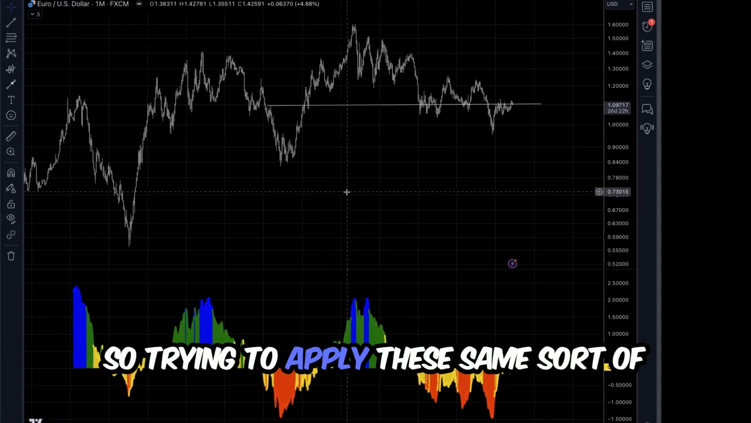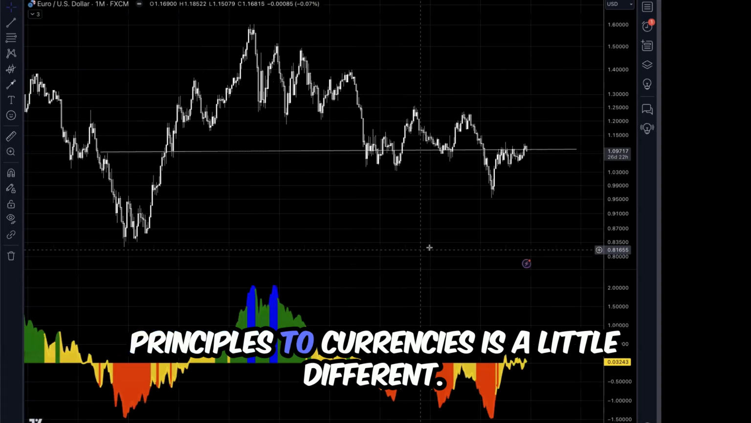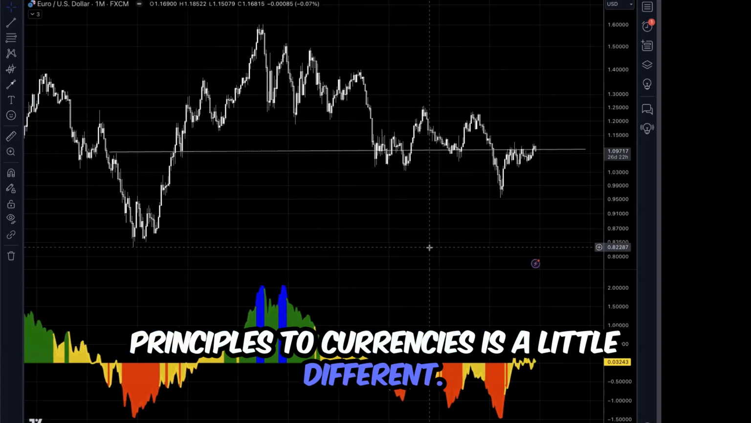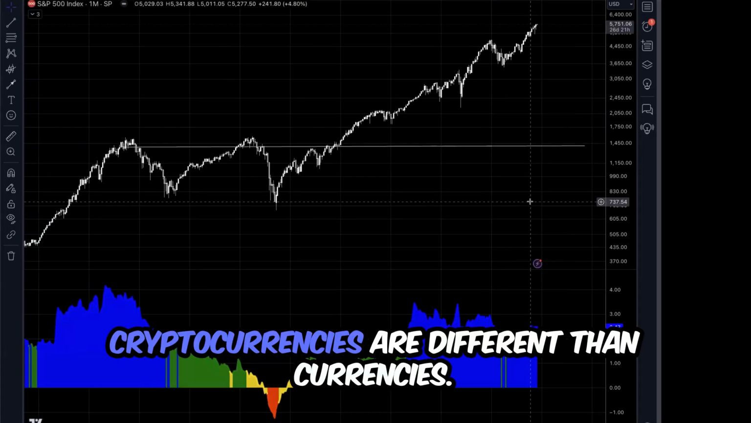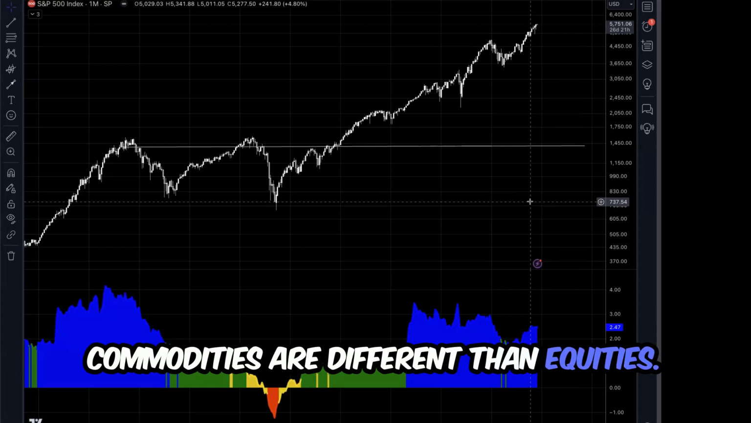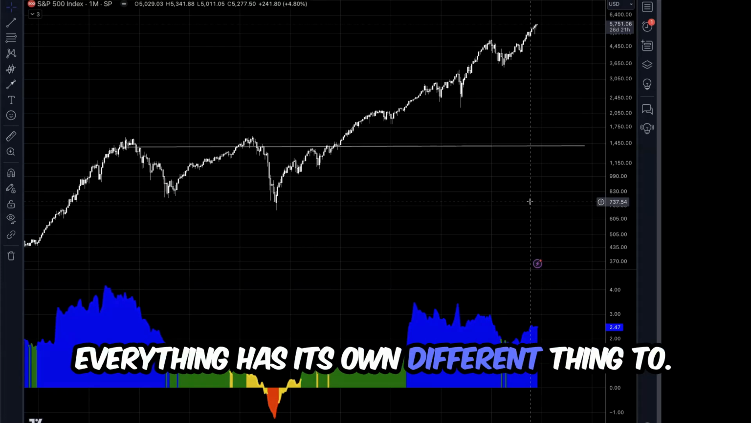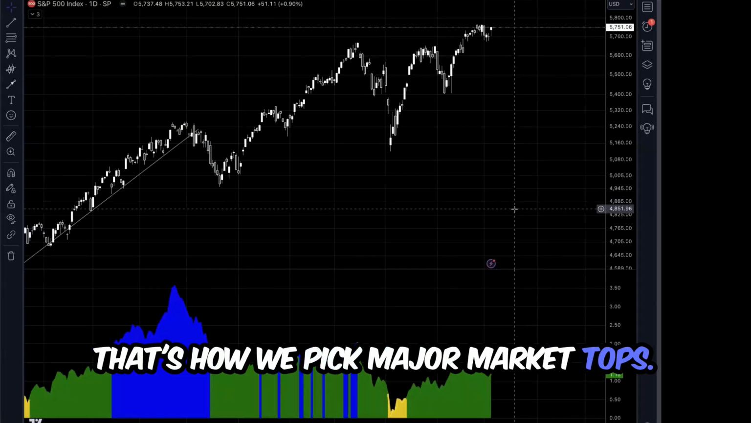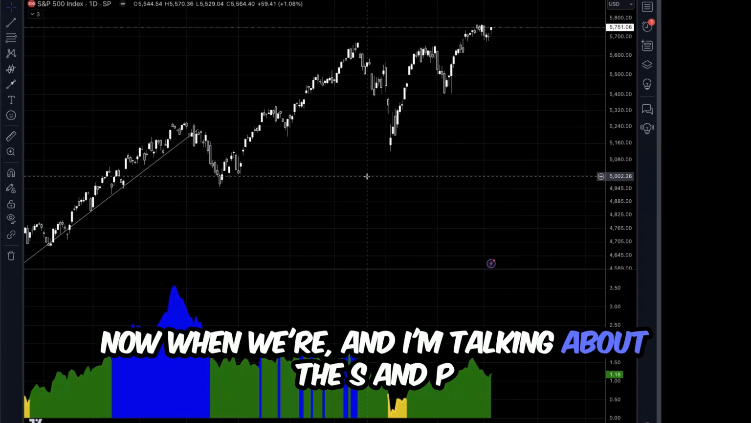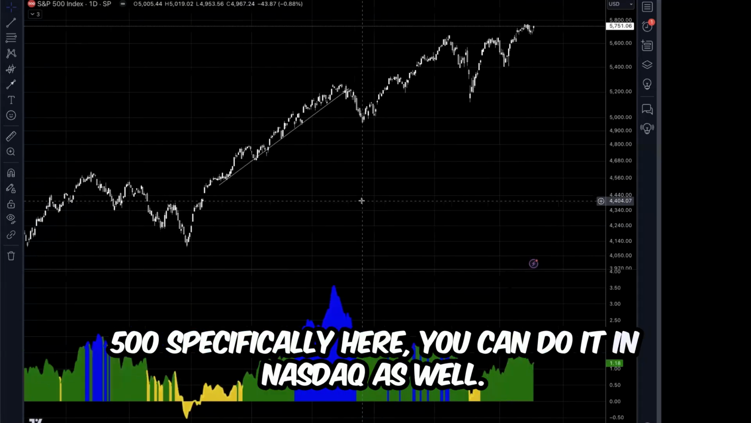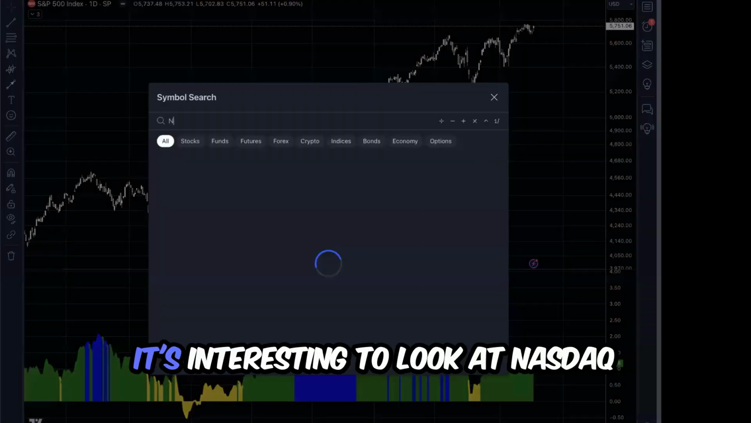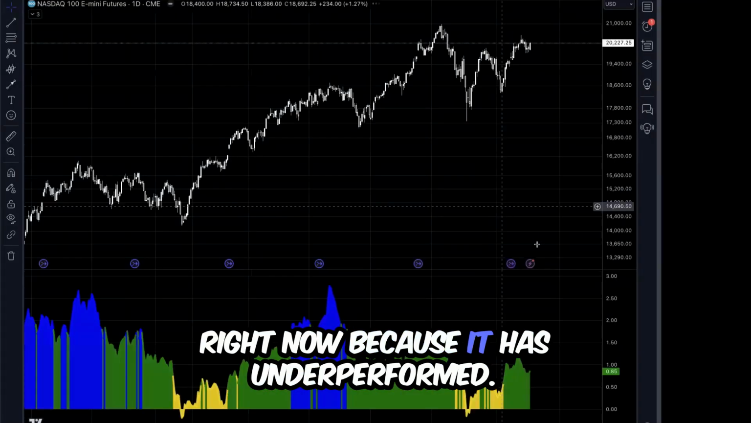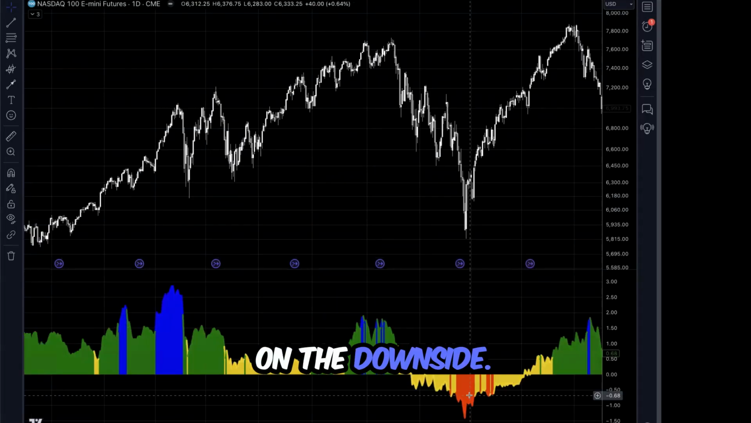So trying to apply these same sort of principles to currencies is a little different. Cryptocurrencies are different than currencies, commodities are different than equities. Everything has its own different thing to trade. That's how we pick major market tops. Now, I'm talking about the S&P 500 specifically here, you can do it in NASDAQ as well. It's interesting to look at NASDAQ right now because it has underperformed on the downside.